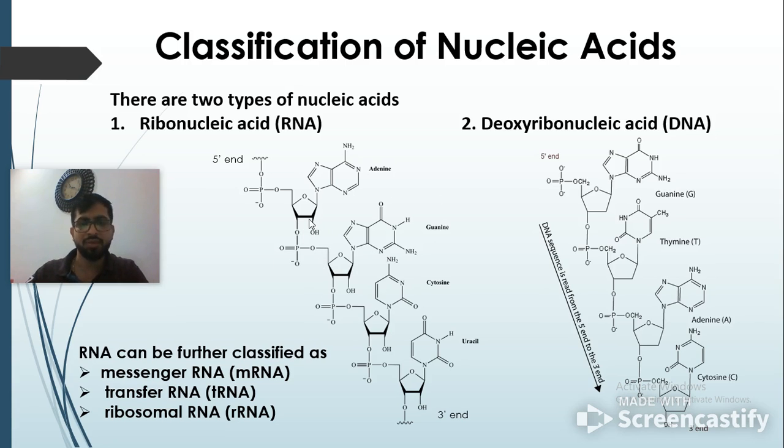Now, RNA can be further classified as messenger RNA, transfer RNA, and ribosomal RNA. These are some of the types of RNAs that we can have.